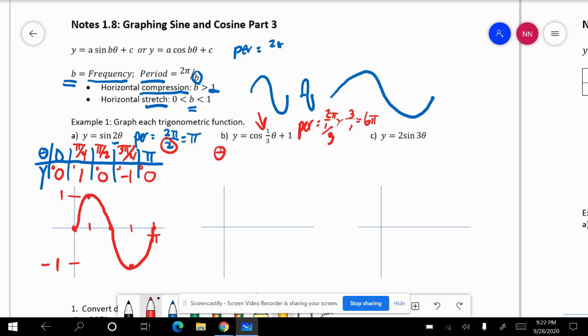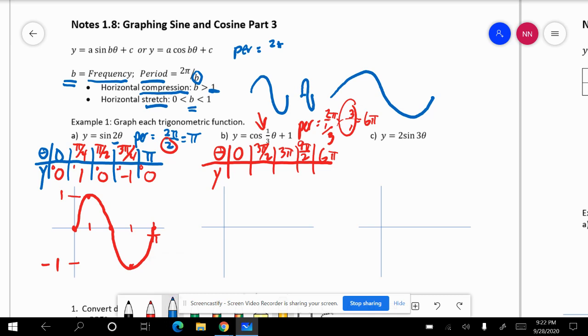When we draw our table, we have theta and we have y. We have 0. Now, we're multiplying all the values by 3. So we end with 6 pi. If we multiply it by 3, this would become 3 pi over 2. This would become 3 pi. And then we would have 9 pi over 2. Those are our x values.